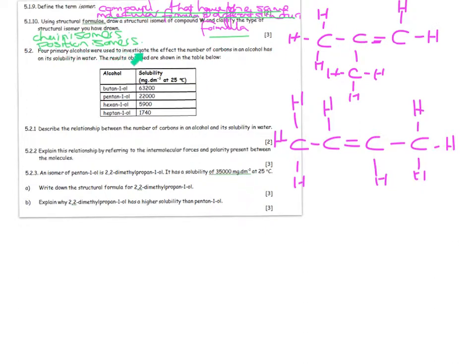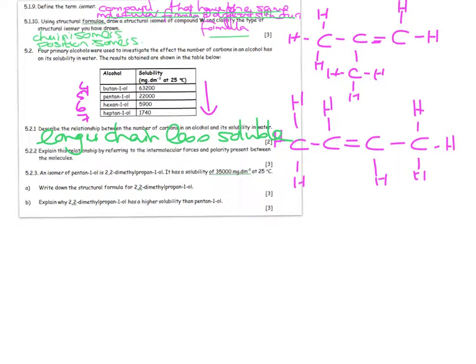4 primary alcohols are used to investigate the effect of number of carbons in an alcohol on solubility. The results obtained are shown in the table. Bigger molecule, so this is 4 carbons, 5 carbons, 6 carbons, and 7 carbons. And as you can see, they are getting increasingly less soluble. Describe the relationship between the number of carbons in alcohol and its solubility. So you needed to say longer chain, less soluble.